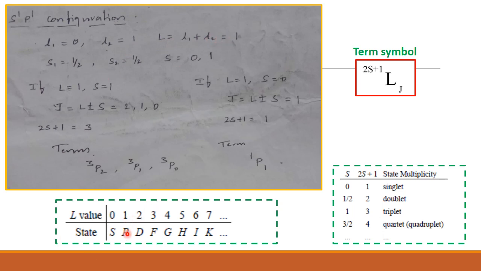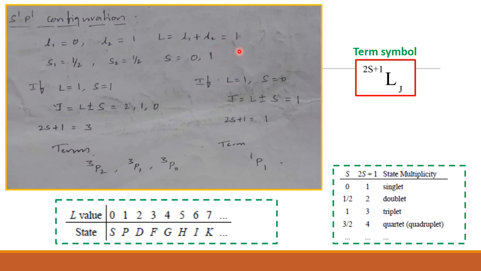If L is equal to 1, that is called a P state, and J values 2, 1, 0. There are three terms that will come here in this combination, that is L is equal to 1 and S is equal to 1.